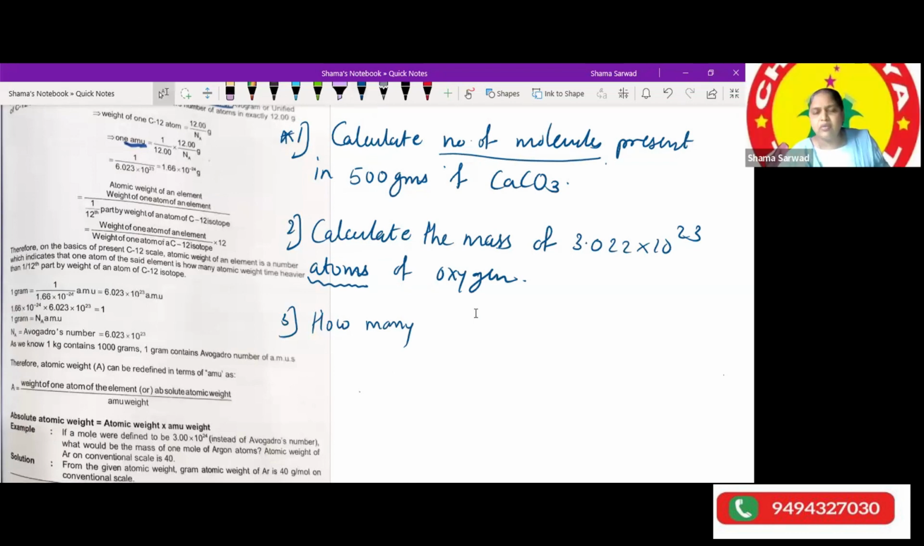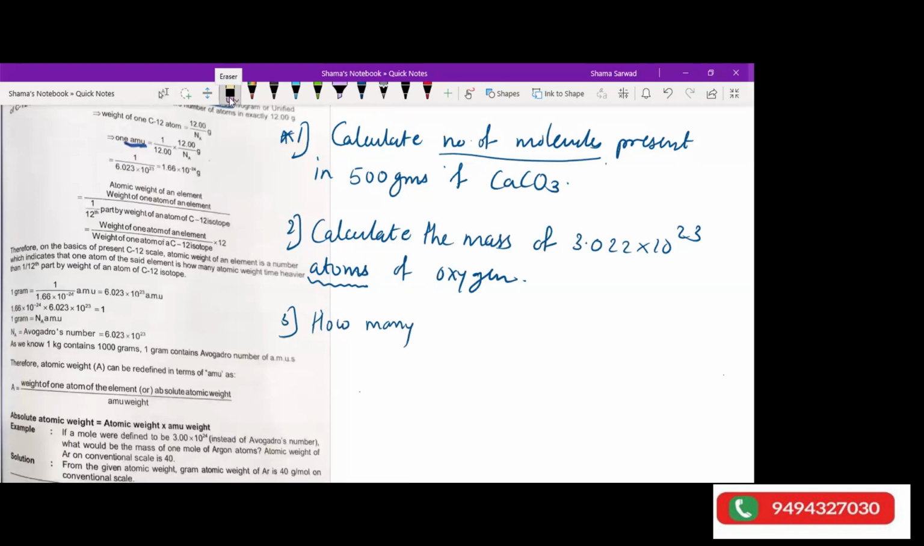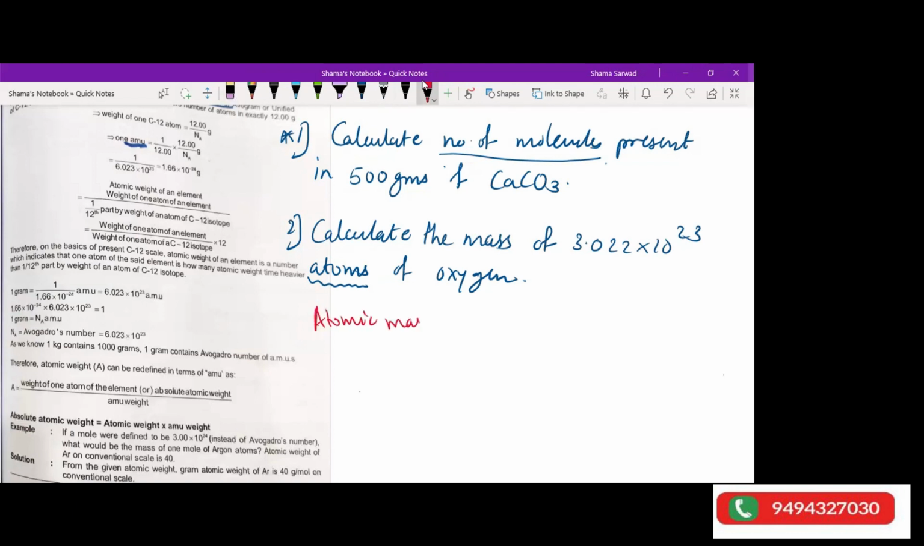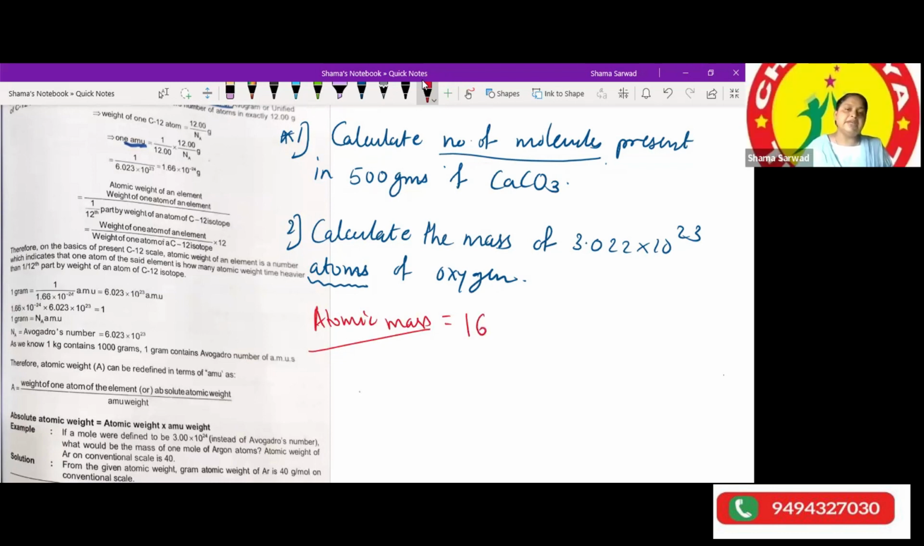What you have calculated for the oxygen? Mass of 3.022 into 10 raised to 23 atoms of oxygen. Atoms have been asked, it's not a molecule. Think. How will you calculate it? Atomic mass of oxygen. What is the atomic mass? 16, correct? Yes, it's 16.